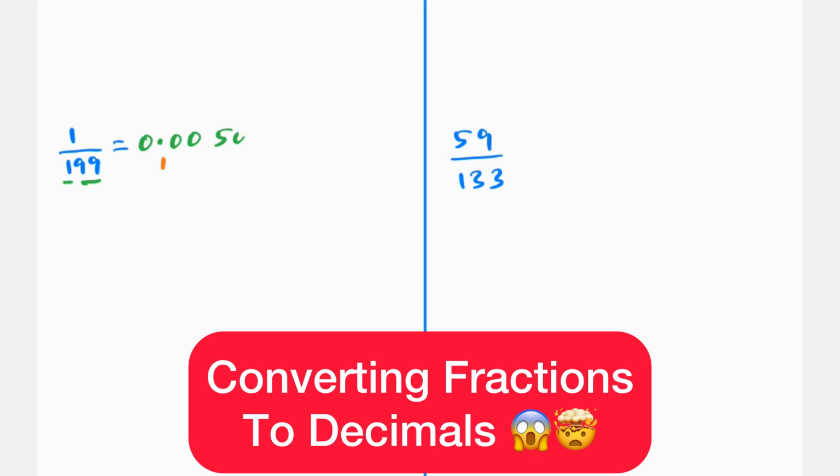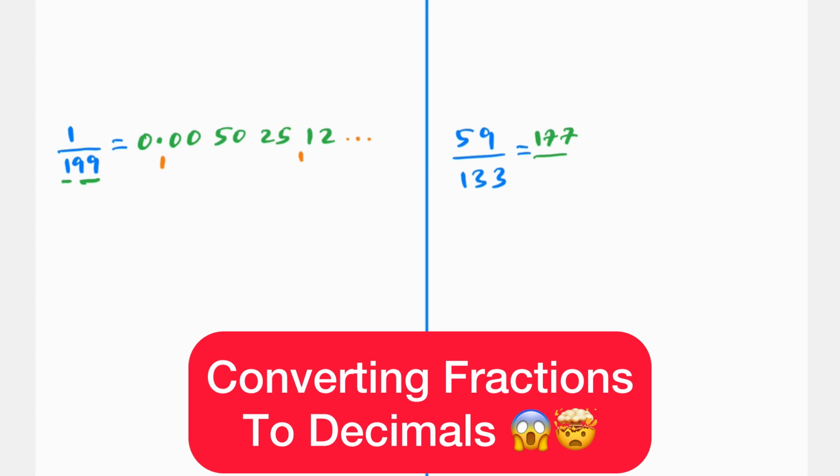We write 50. And next step, 50 divided by 2 is 25. You can see the speed now. 25 divided by 2 is 12 remainder 1. So we write 12 with remainder 1, and like that we keep on going. By multiplying the numerator and the denominator by 3, we can get 177 over 399 from 59 over 133.